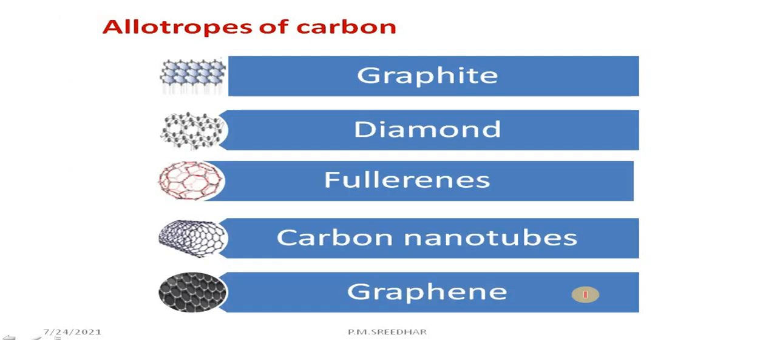Allotropes of carbon. There are 5 allotropes of carbon. They are 1. Graphite, 2. Diamond, 3. Fullerene, 4. Carbon nanotubes, 5. Graphene. This may be asked in the examination as: what are the allotropes of carbon?